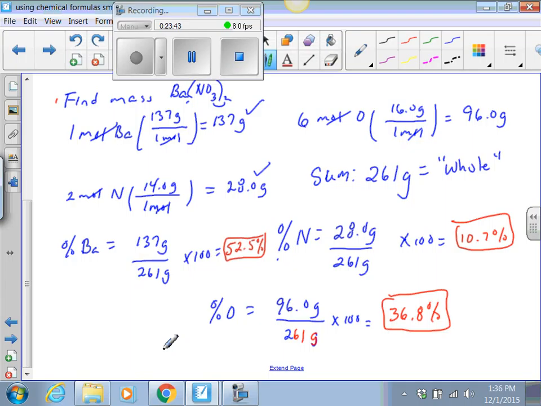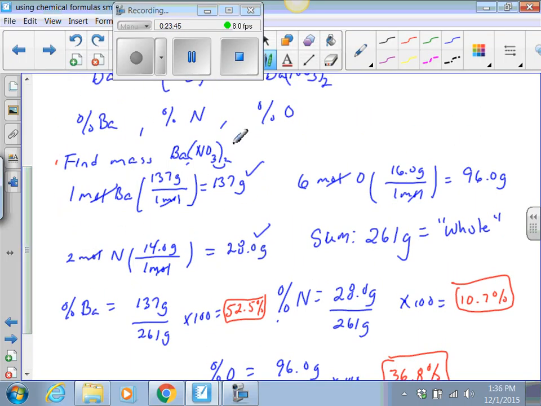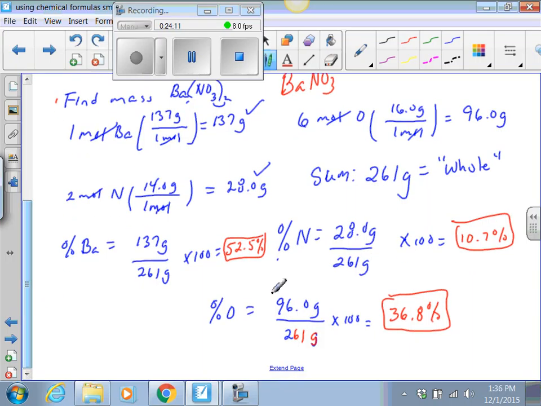Okay, so what would happen if, for instance, you wrote the formula BaNO3, forgot the parentheses and the 2? What number would be off? Well, barium would still be okay. Oxygen would be off, nitrogen would be off, and the total would be off. You could still get percentages, and your percentages would still come to 100 if you did the calculations correctly, but the problem is the percentages would not match these. These percentages are specifically for Ba(NO3)2, no other compound.